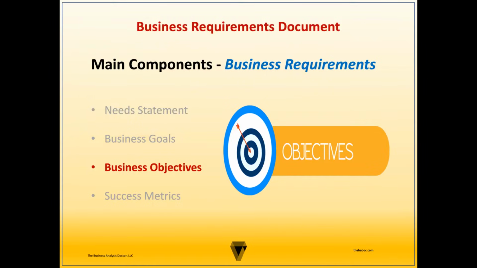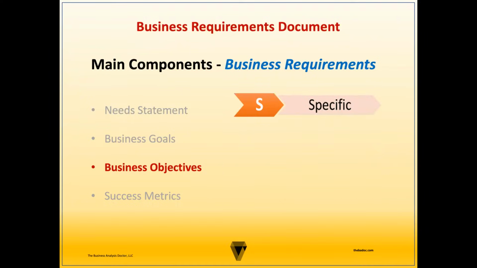Next is business objectives. These are quantifiable results expected from achieving the goals. These are measured to assess whether or not the goals have been met. A common approach to validating objectives is to ensure they meet the SMART criteria. The first criterion for the SMART objectives is being specific. Specific objectives describe something that has an observable outcome.